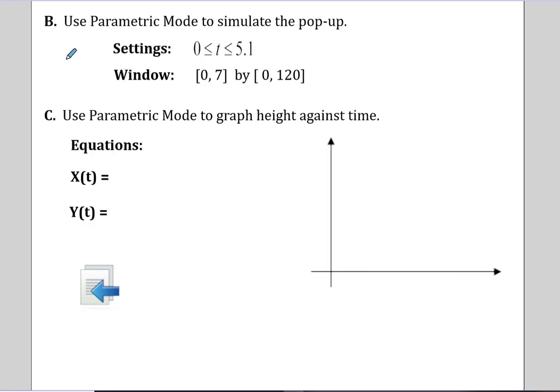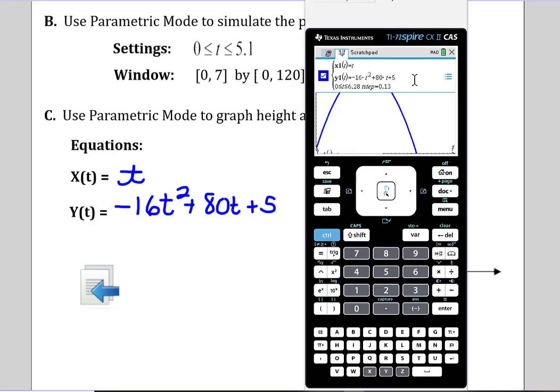If we go to our calculator, we want to use parametric mode to simulate that pop-up. So our equations for x of t would be t, and our y of t would be negative 16 t squared plus 80t plus 5. So let's go graph that on our calculator and make the settings from 0 to 7 on x and 0 to 120 on y. So my equations look like this in the graph window, and I've set the window settings, and we've got this kind of action.